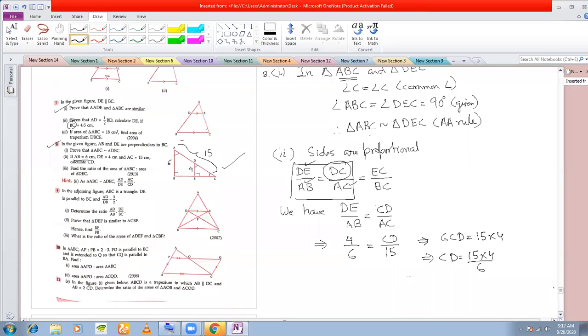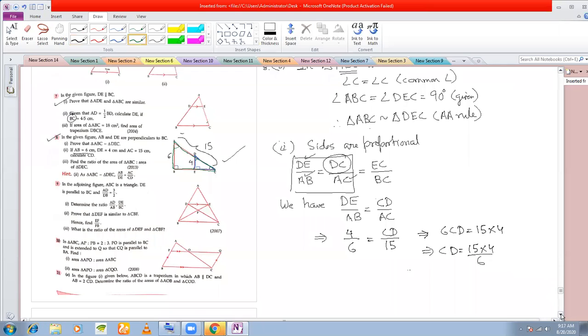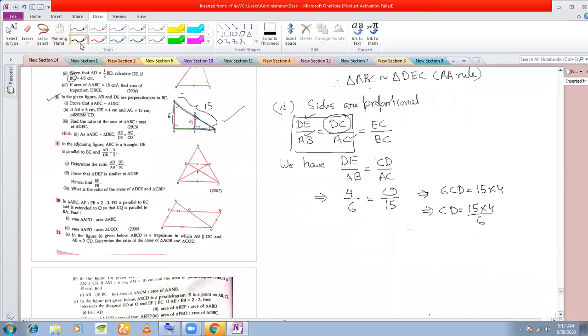Next question is, find the ratio of the area of the triangles ABC and DEC. Which triangles are we talking about? ABC, DEC. In fact, we are talking about the ratio of the areas of the similar triangles, this triangle and this triangle that we have already proven to be similar. Number 3. Area of triangle DEC divided by area of triangle ABC.